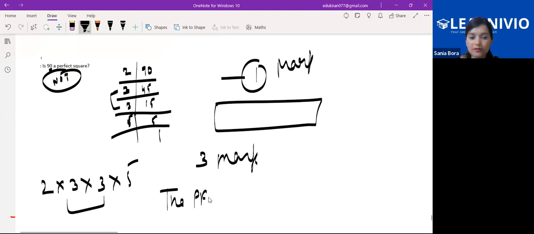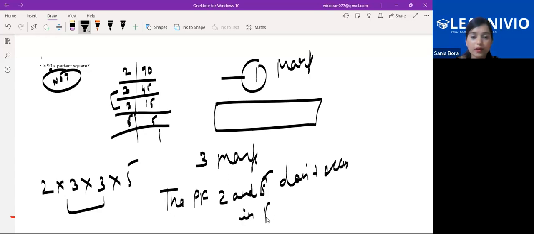The prime factors 2 and 5 do not occur in pair. Therefore, 90 is not a perfect square. Clear? So, depends on the marks. If one marker, then usually the statement that there's an odd number of zeros, so it's not a perfect square. Right? But if it's for three marker, then you cannot just write a statement and expect full marks. So, you need to show it and just write it like this. Okay? Clear to everybody?